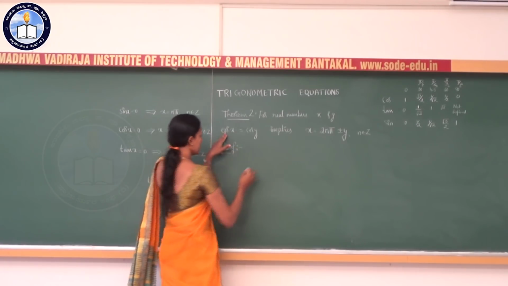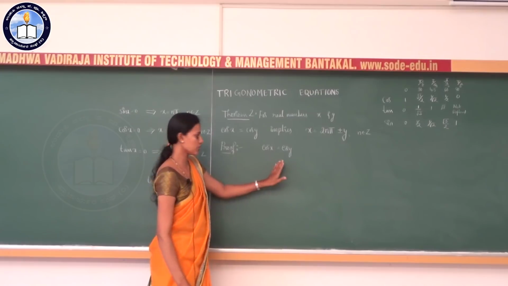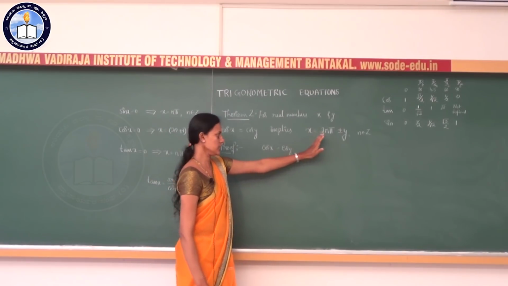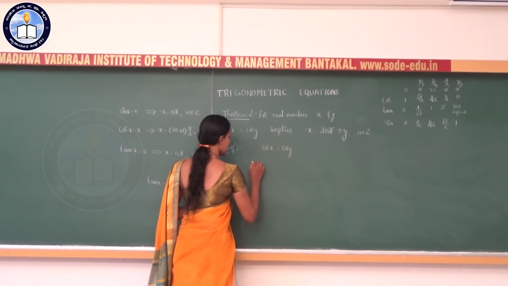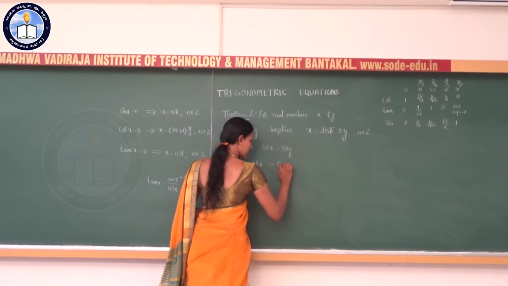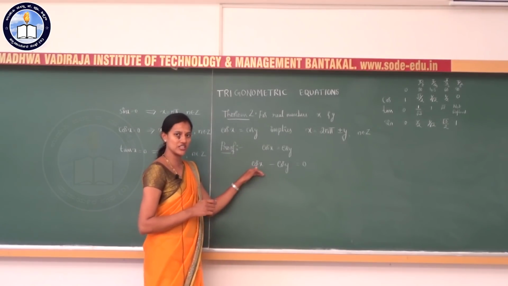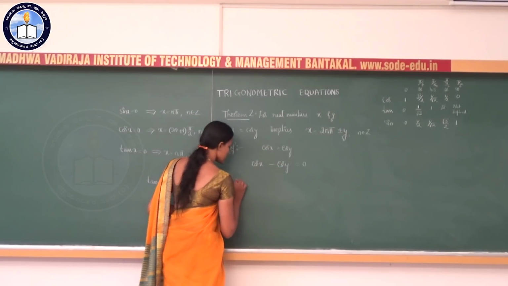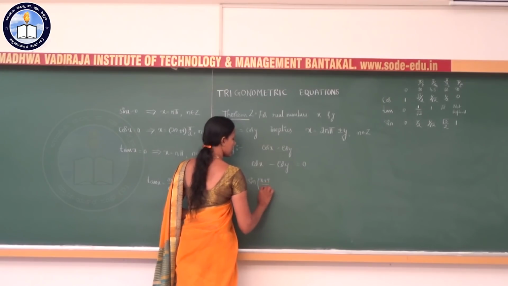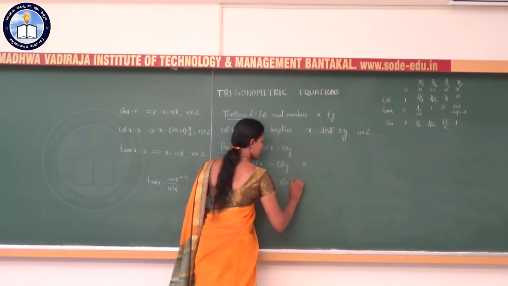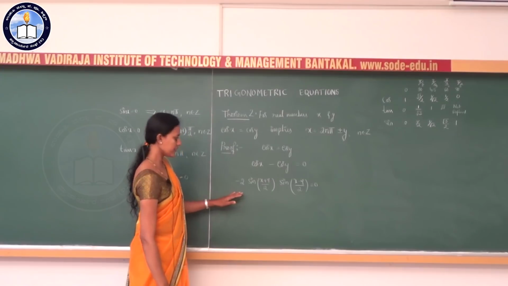Proof: we are given cos x is equal to cos y. If cos x is equal to cos y, we have to prove that x is 2n pi plus or minus y. Cos x is equal to cos y can be rewritten as cos x minus cos y is equal to 0. And we have a formula for cos x minus cos y. Cos x minus cos y is minus 2 sine of (x plus y) by 2 into sine of (x minus y) by 2. Let us simplify this further.